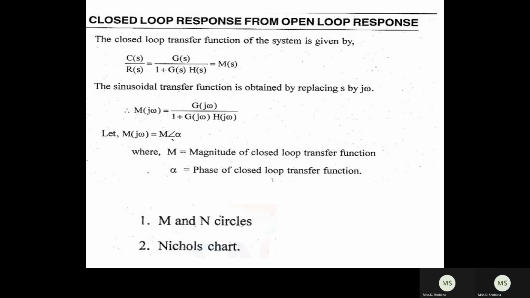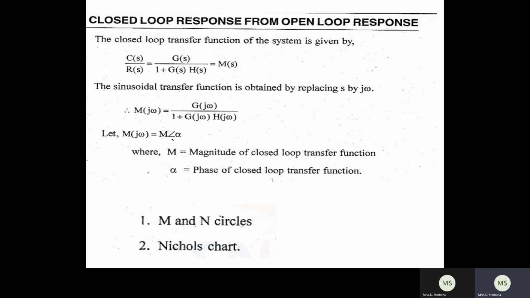Okay, class, you can sketch the polar plot and determine the gain margin and phase margin like this. These are the various concepts available, and then we can go on to determine the closed loop response from the open loop response. From the open loop response concepts, we can also analyze the closed loop response of any system. That will be done using two methods, that is M and N circles and the Nichols chart.